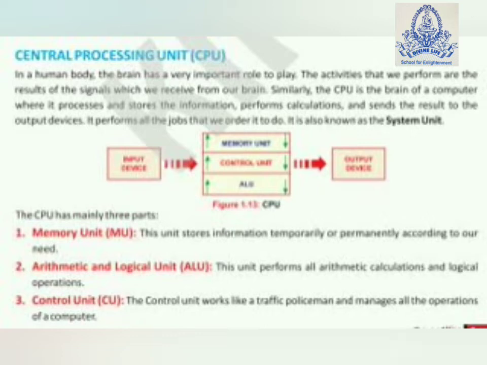Then CPU, that is called central processing unit. As you know, in our human body, the brain plays an important role in all kinds of activities. Similarly, the CPU, the central processing unit, is the brain of a computer, where it processes and stores the information, performs calculations, and sends the result to the output devices. It has three parts. They are the memory unit, the arithmetic and logic unit, that is ALU, and the third one is the control unit.